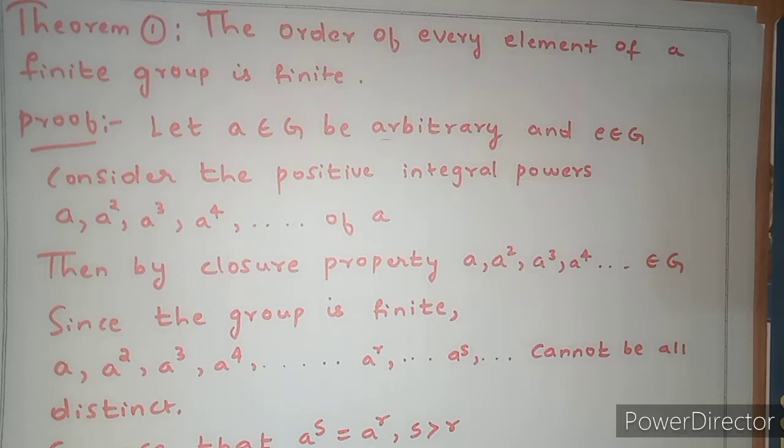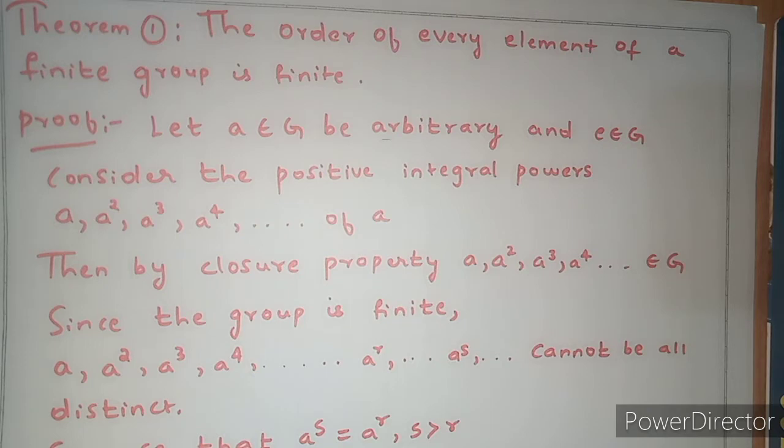Now coming to proof. Let a belong to G, that means a is belonging to group G, and group G is finite. Let a be arbitrary. Arbitrary means we have to choose some element from the group. We can choose whichever element we want. This is the meaning of arbitrary. And e belongs to G. The identity element belongs to G.